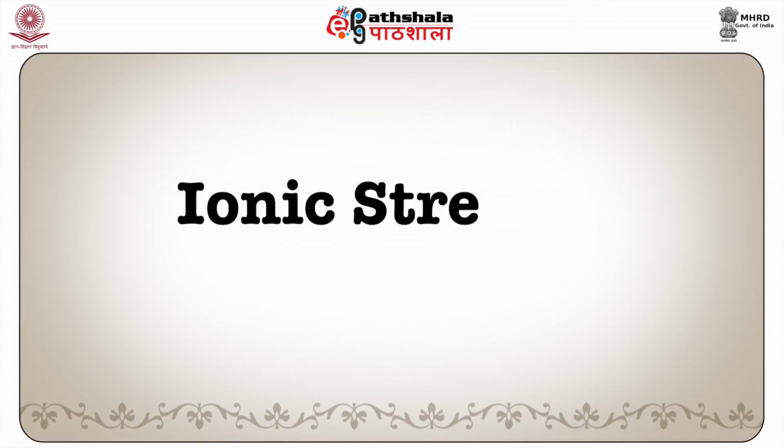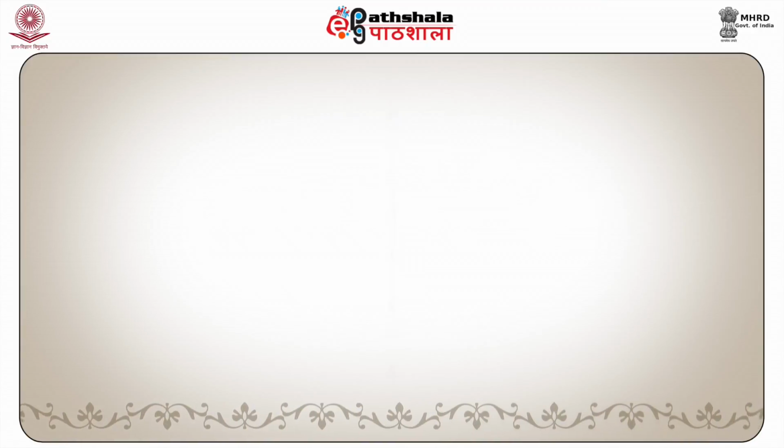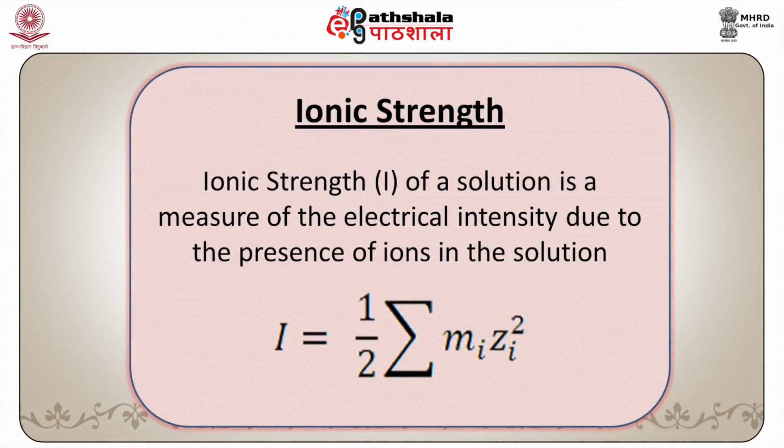Now we shall talk about ionic strength. Ionic strength, abbreviated as capital I, of a solution is a measure of the electrical intensity due to the presence of ions in the solution. It is given as half of the sum of all the terms obtained by multiplying the molality of each ion by the square of its valency.